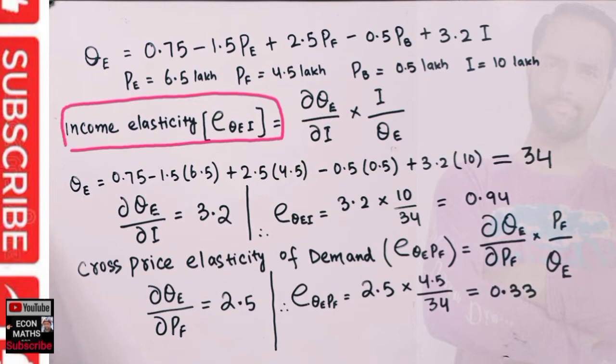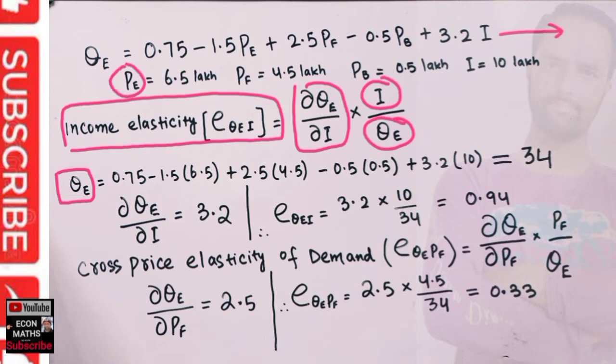Income elasticity of demand is simply dQE upon dI, that means the derivative of this demand function with respect to income, into I upon QE. This is the simple income elasticity of demand function. Now QE, what is QE? If we plug the value of PE, PF, PB, and I in this demand function QE, we will get the value of QE as 34.